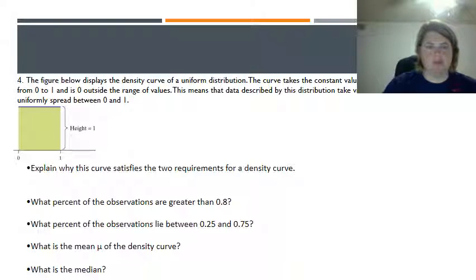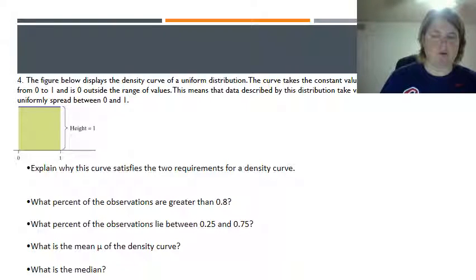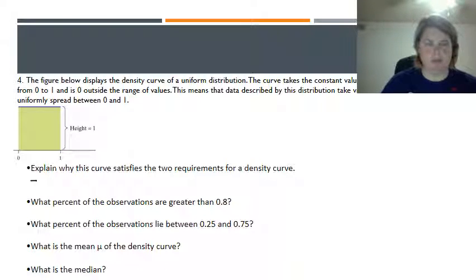All right, so number 4. The figure below displays the density curve of a uniform distribution. The curve takes the constant value 1 over the interval from 0 to 1 and is 0 outside the range of values. So basically we just have this square. Uniform distribution is always going to look like a square or a rectangle. So explain why this curve satisfies 2 requirements. So there's 2 things that have to happen. It has to be above or on the horizontal axis. So we are above the horizontal axis.